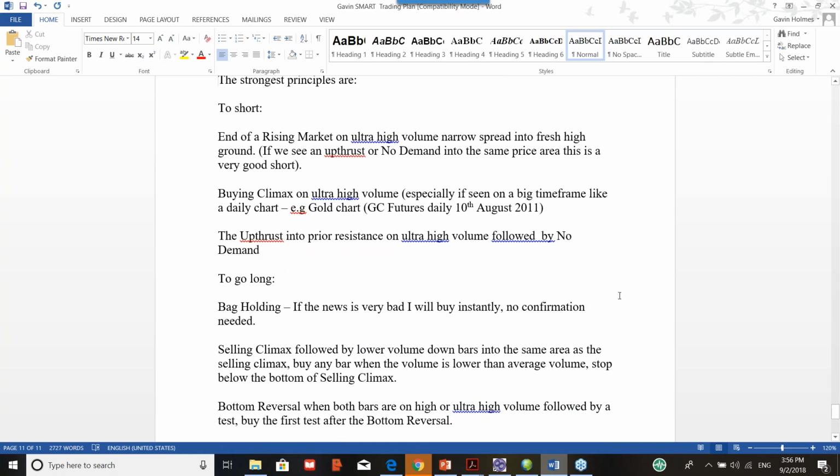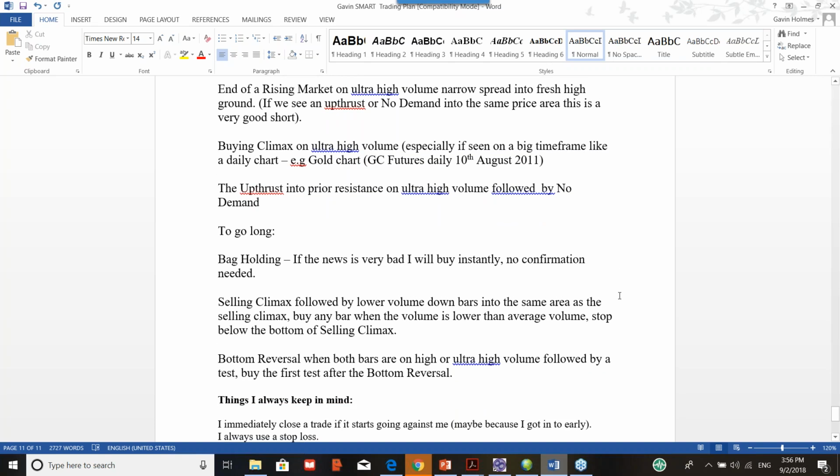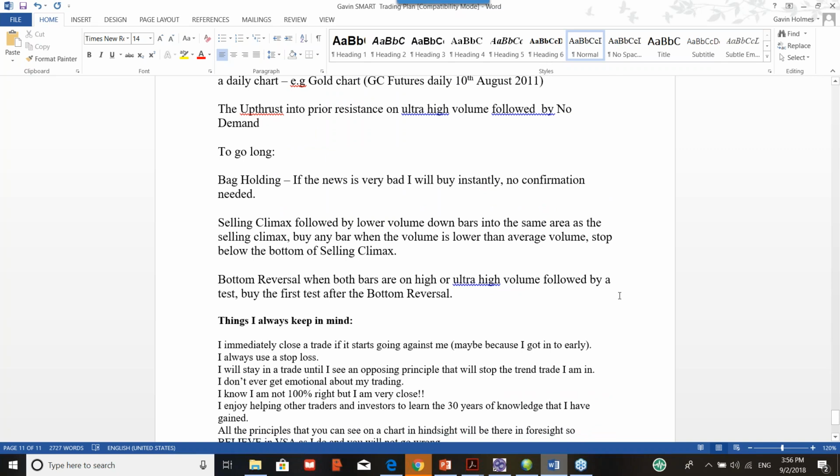The strongest principles are to short the end of a rising market on ultra high volume, narrow spread, into fresh high ground, as we call it, which is where it has gapped up. If we see an upthrust or no demand into the same price area, this is a very good short. A buying climax on ultra high volume, especially if seen on a big time frame like a daily chart. The example is gold futures on the 10th of August 2011, which Tom traded. The upthrust into prior resistance on ultra high volume followed by no demand. That's massive. I'm going to show you that in a minute in the new software before I finish.